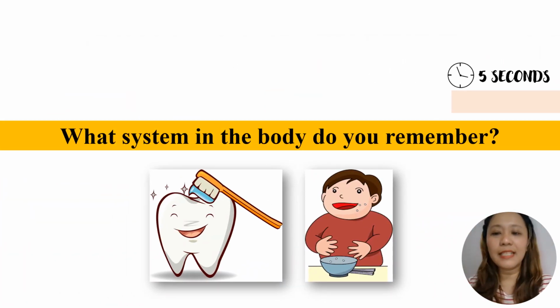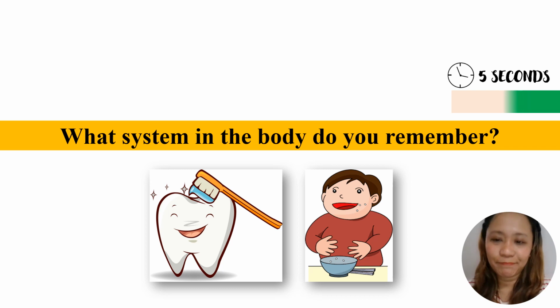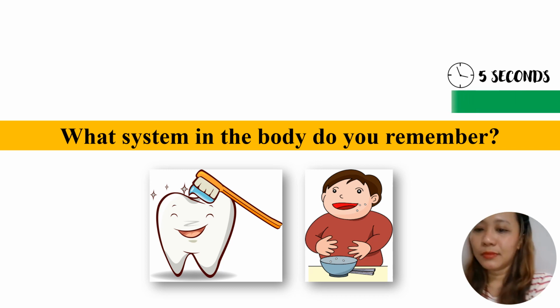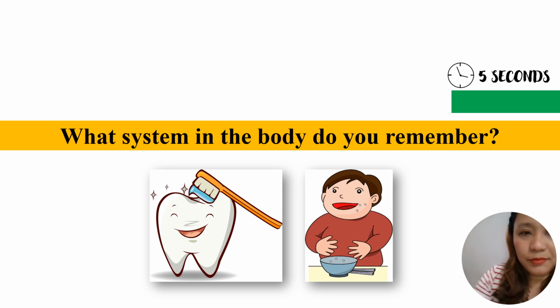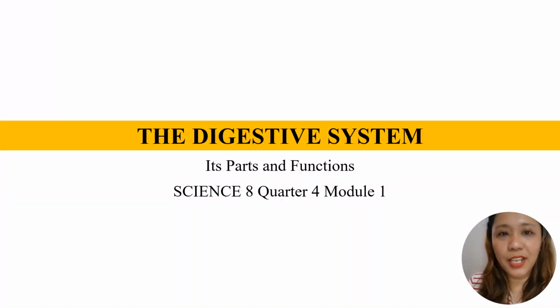For 5 seconds, tell me what system of our body you remember by looking at the picture of a tooth and the stomach. What system of the body is described by these pictures? Your 5 seconds starts now. And the answer is our digestive system.